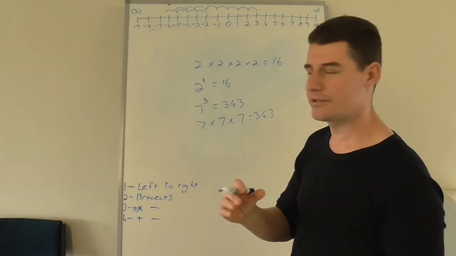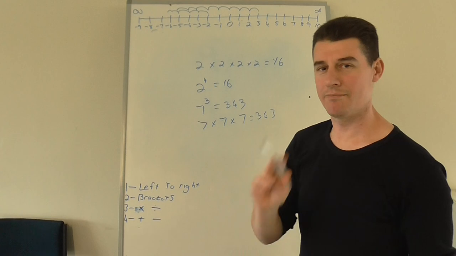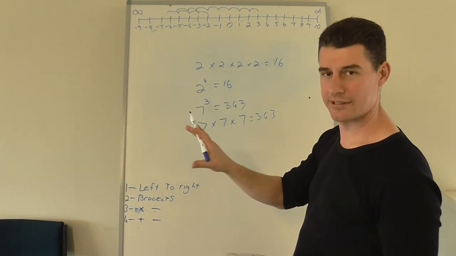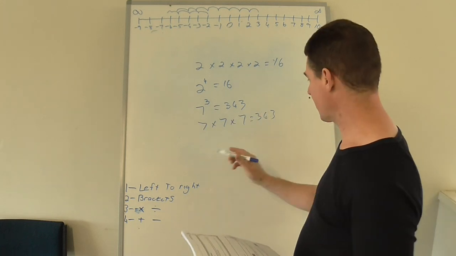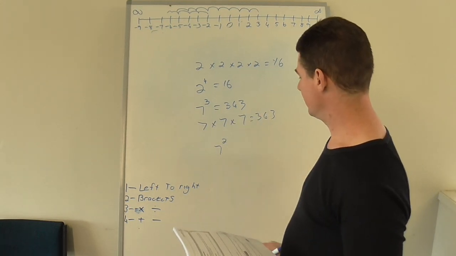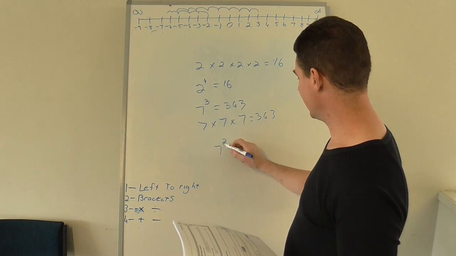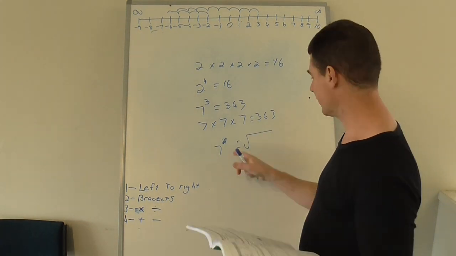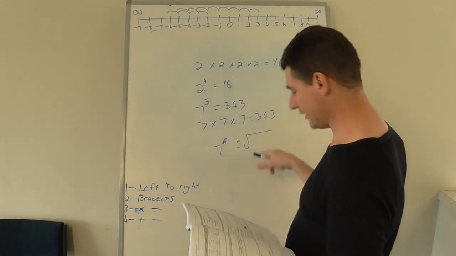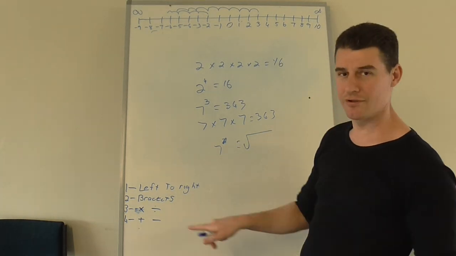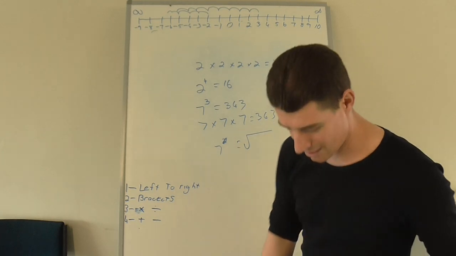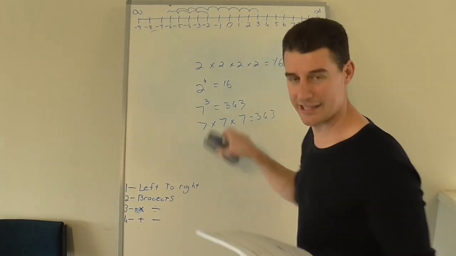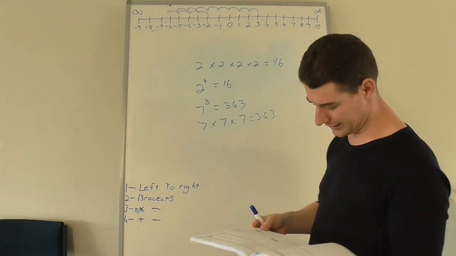Now remember, the root is the opposite of power. Please remember that when you get a calculation, if you've got the root on this side and you want to get rid of it, you will have to do the opposite thereof on the other side. If you've got the power on the one side and you need to get rid of it, you will have to do the opposite thereof on the other side.